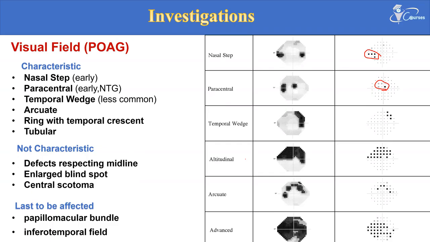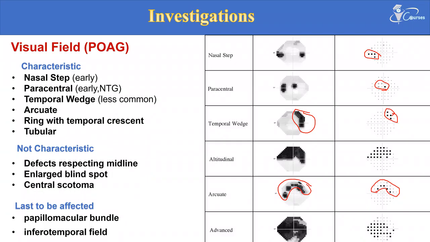It can happen with neurological field defects, as we mentioned in the neuro section. But speaking about glaucoma, paracentral scotoma can be associated with early glaucomatous damage or normal tension glaucoma. A temporal wedge is less common, but also can be suggestive of primary open angle glaucoma. Arcuate scotoma is very suggestive of glaucomatous damage, one of the commonest patterns seen in glaucoma.